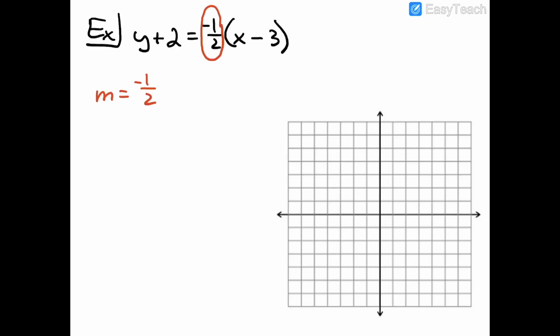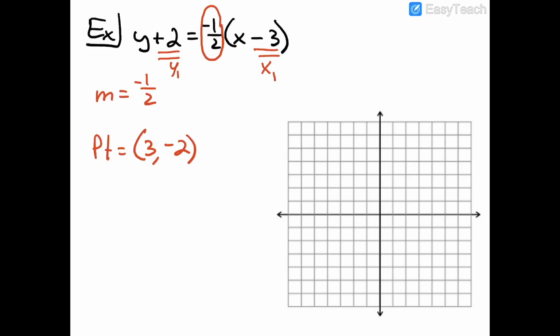The next thing I need to do is identify the point. So I'm going to take a look at this number right here. I know this is going to be the x-coordinate of my point. This number right here is going to be the y-coordinate. Now, when I write that point, I've got to remember that when I pull that out, I see a negative 3, so I'm going to pull out a positive 3. I see a positive 2, so I'm going to pull out a negative 2.